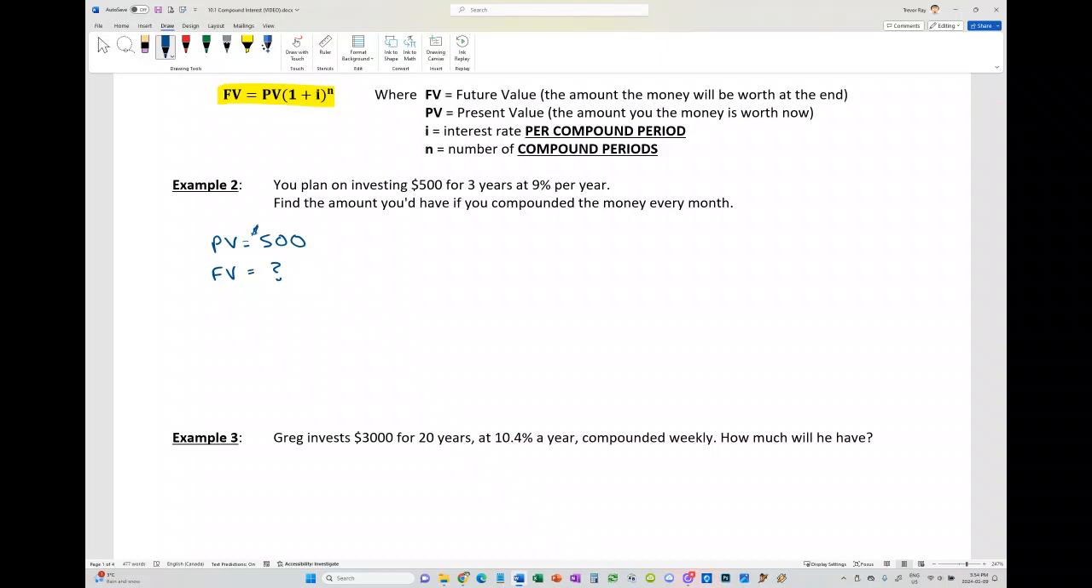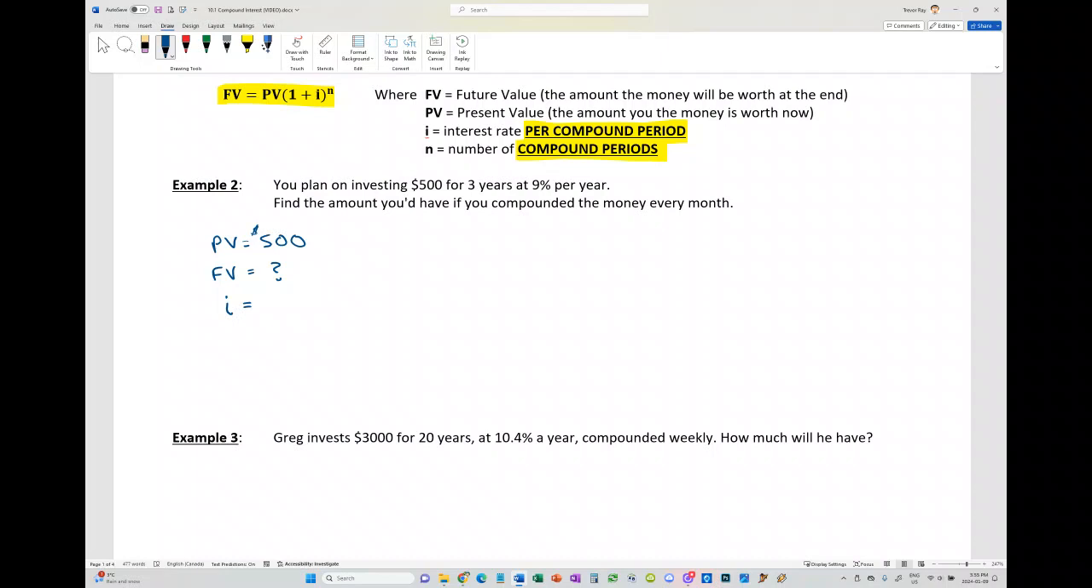Now our I, or interest rate, most people think of interest rates as being per year, but we're actually going to do them, if we look back up at the equation, as interest rate per compound period. And same thing is n. N isn't the number of years we're doing it, it's the number of compound periods we do it for. So in this particular case, we're compounding money every month.